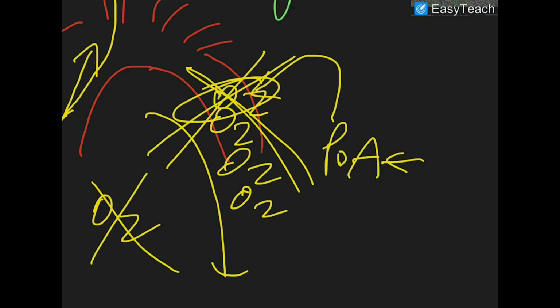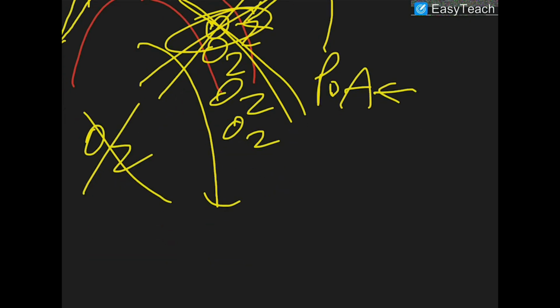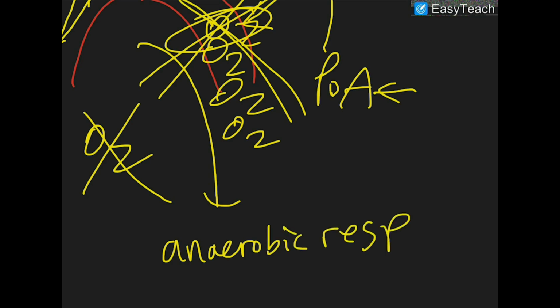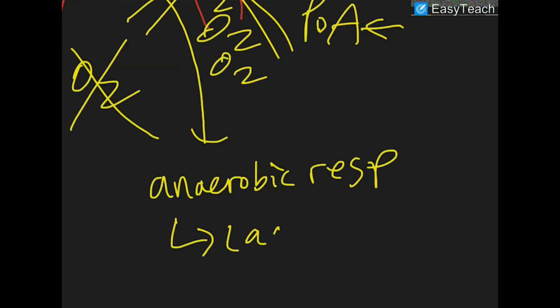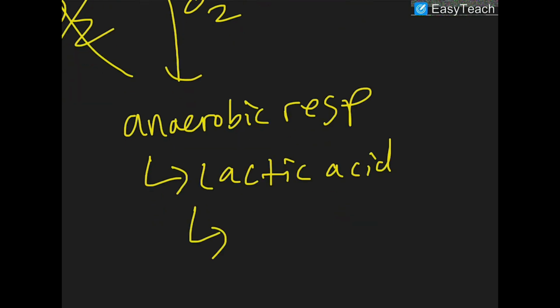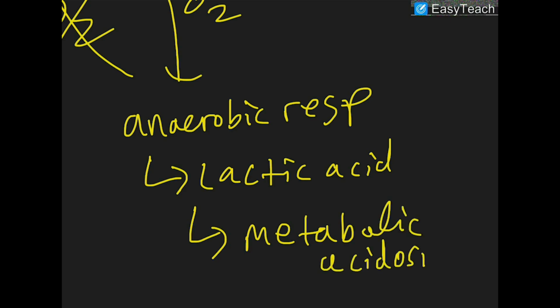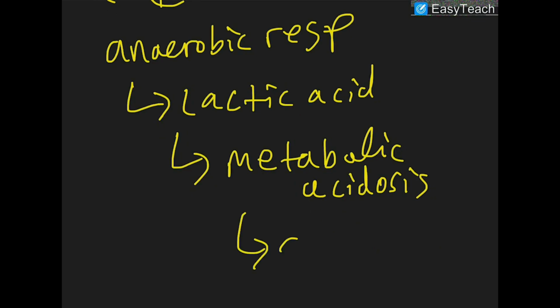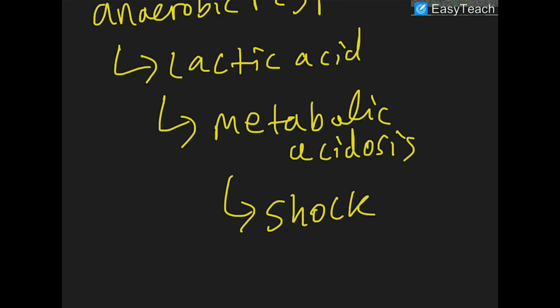And we know that if you don't get oxygen to your tissues, it switches to anaerobic respiration. And the byproduct of anaerobic respiration is lactic acid, which can cause severe lactic acidosis and metabolic acidosis. And of course, if you're not getting any oxygen throughout your body, that can lead to severe shock. And like we said, you're not getting any oxygen, so that can lead to profound hypoxemia.